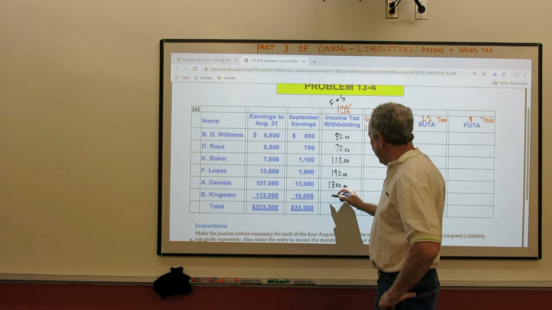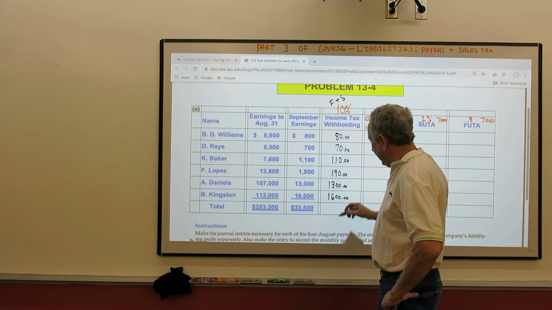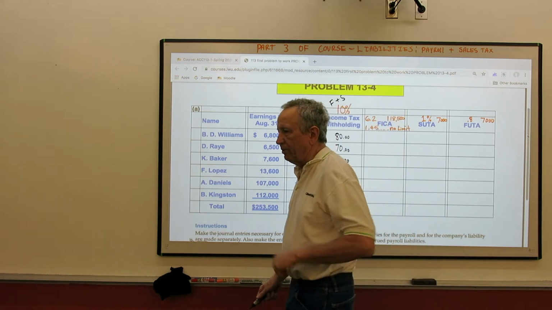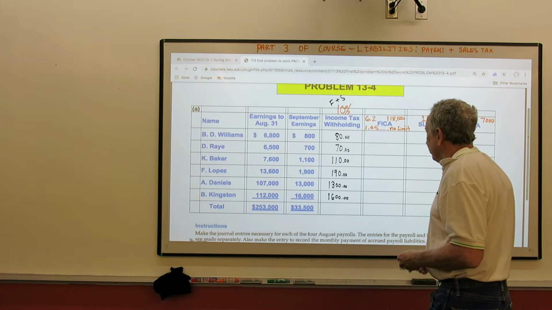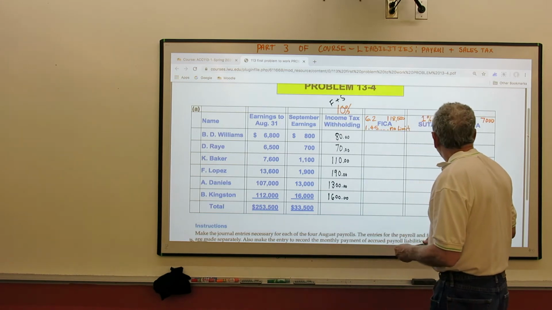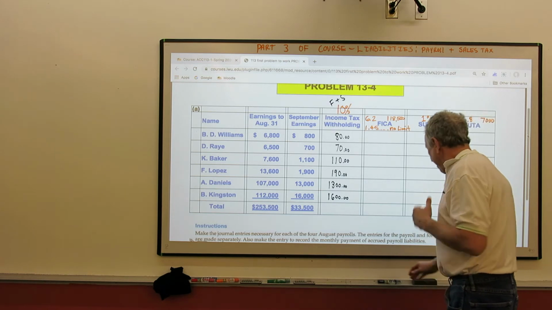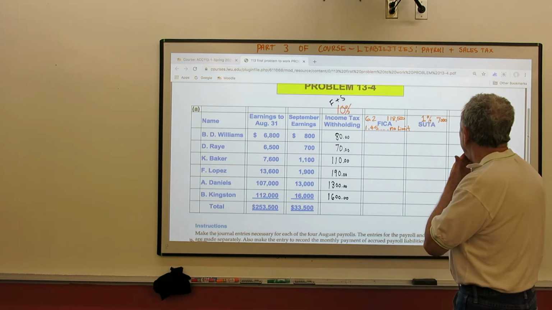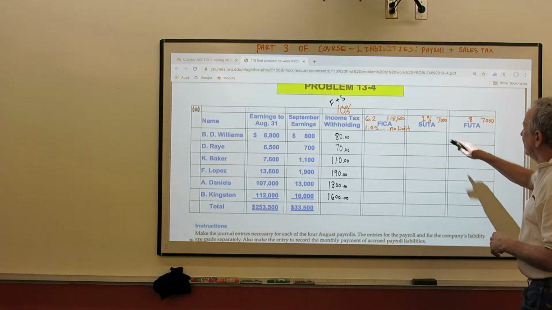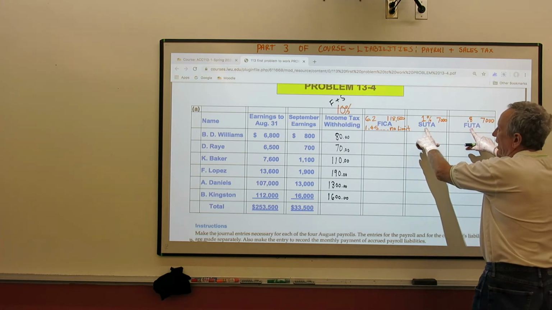$16,000, 10% of that will be $1,600. And we can add that up, and I don't know what it is. We'll add them up at the end after all this is done. All right, let's see if we can do, now these are a little bit harder. Let's do the easy ones. Let's do these two first, SUTA and FUTA.